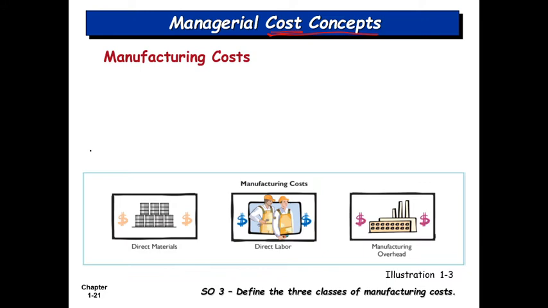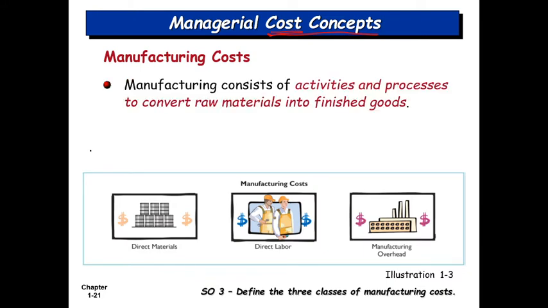First, what is manufacturing cost? Okay, manufacturing consists of activities and processes to convert raw material into finished goods. Finished goods are the end product, which is when you go to the store and you want to buy clothes, books, handbags and everything. That is a finished good, which is ready to be sold to customers.